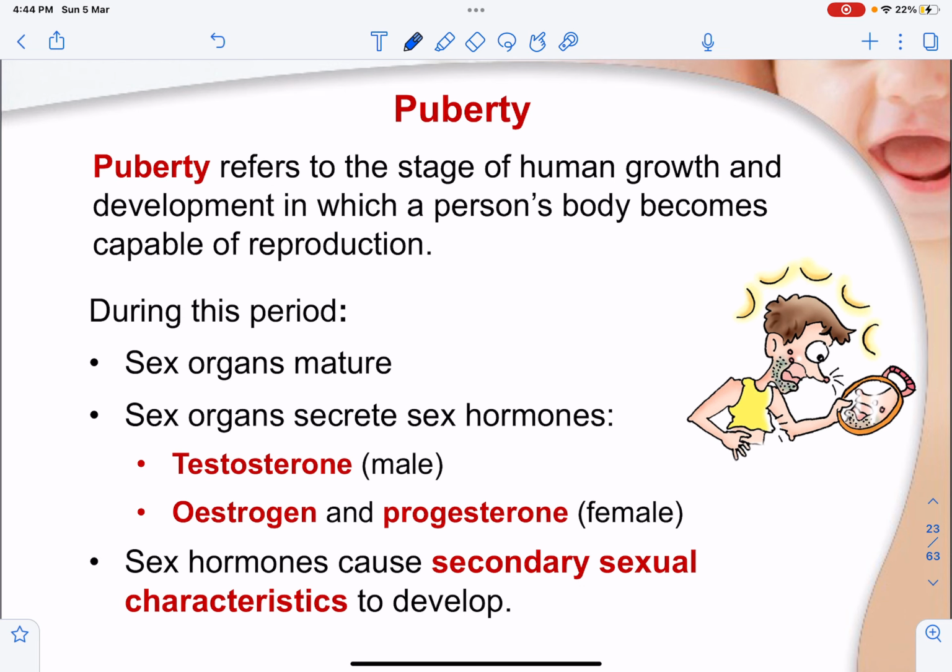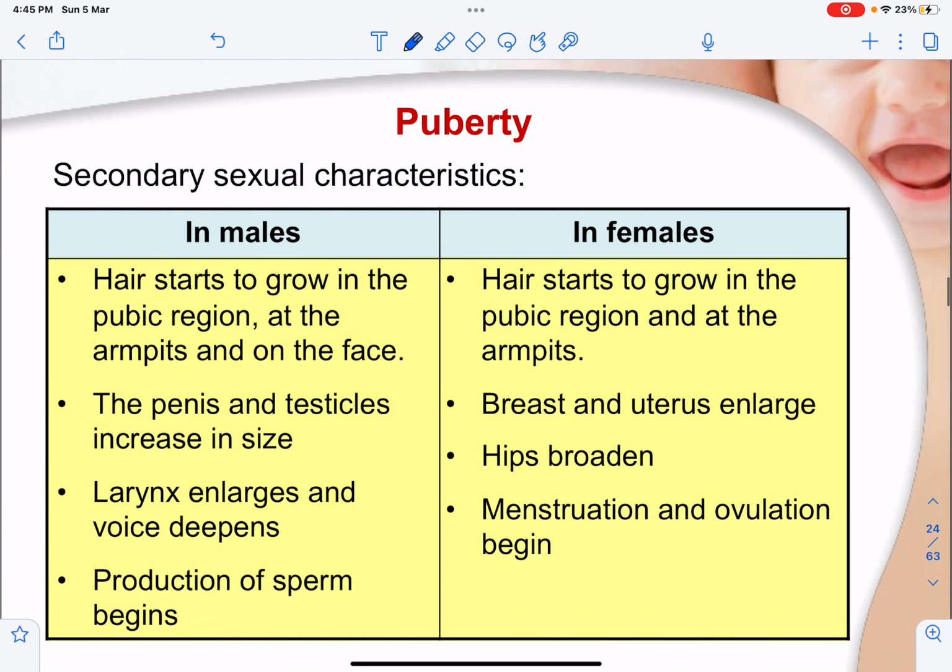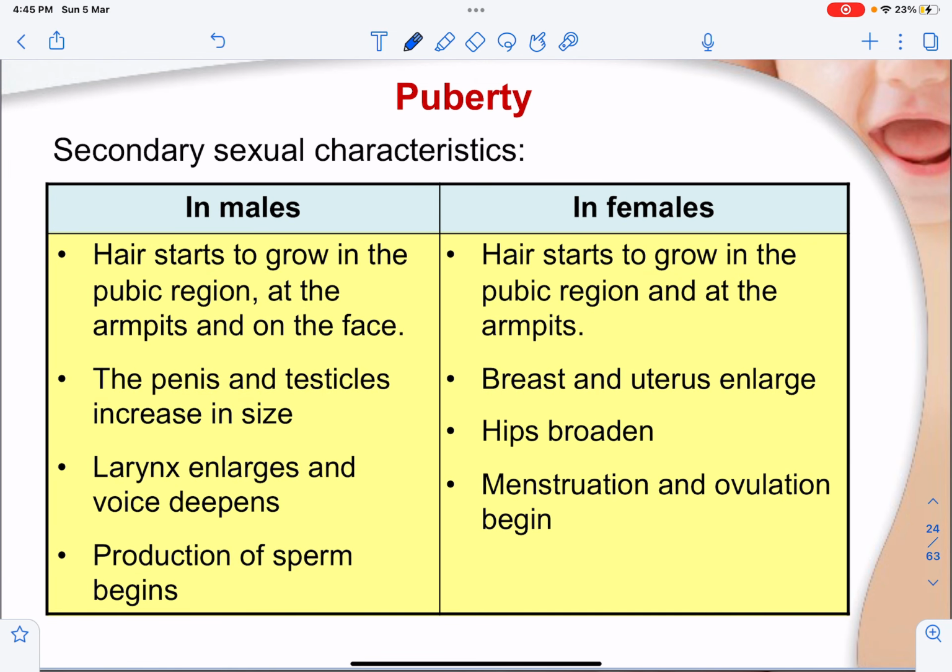So number one, puberty refers to the stage of human growth and development in which a person's body becomes capable of reproduction. During this period, the sex organs will mature and secrete sex hormones, leading to the production of testosterone, and estrogen and progesterone for females. So for males it's testosterone, for females it's estrogen and progesterone. These sex hormones will then cause secondary sexual characteristics to develop, and the development in characteristics differs.